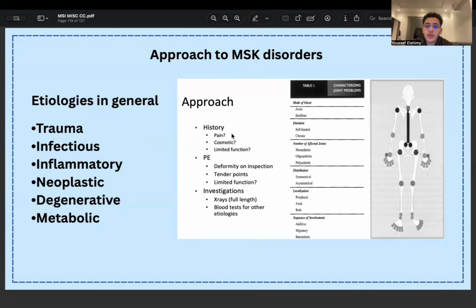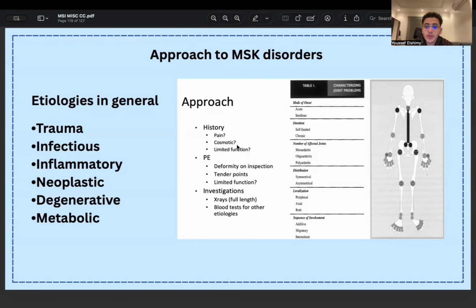And whenever there is pain, we ask more about the pain. Is it sharp or dull at the site, the onset, the character? A patient might come with a cosmetic problem, complaining of a deformity, and we're going to discuss what deformities are. A patient could come with limited function. The joints are not working, for example, or they cannot move their joints well.